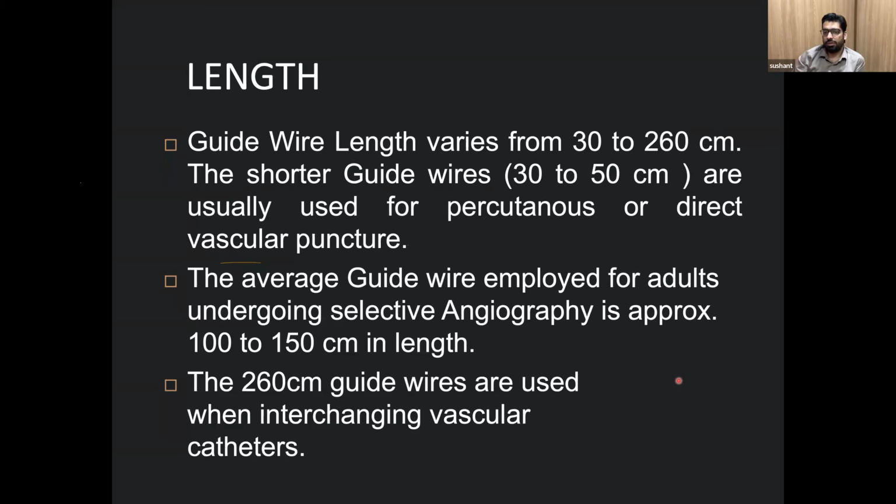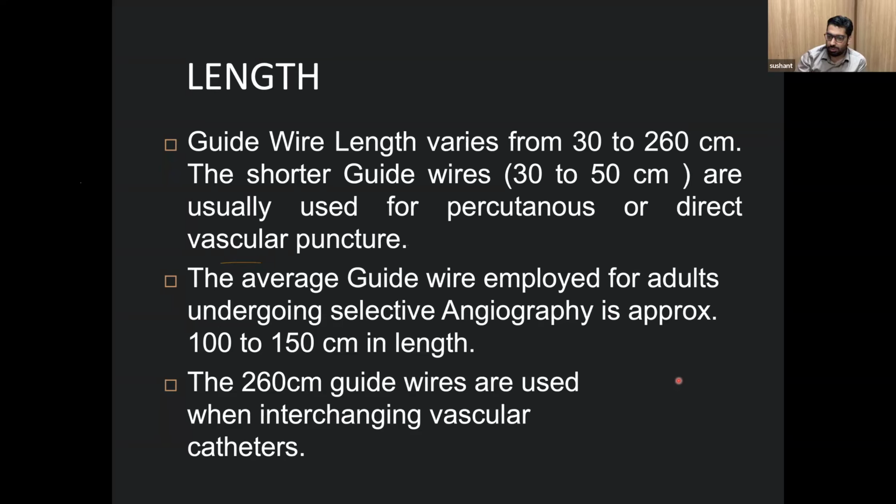So guide wires are available from 30 centimeter to 260 centimeter, and up to 400 centimeter also if we are doing GI procedures. So if we want to place a duodenal stent or tracheal stents or esophageal stents, larger guide wires are also available. The average guide wire which we use is approximately 180 centimeter to 260 centimeter.